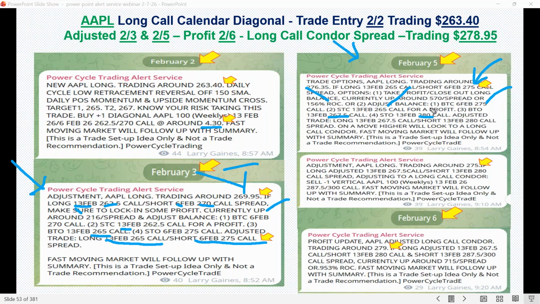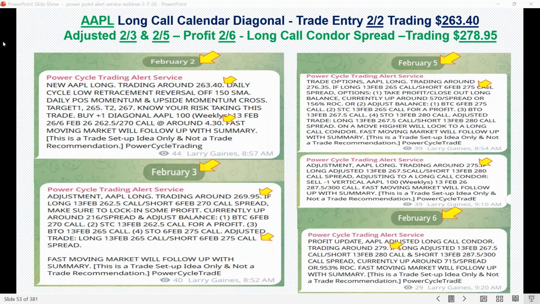And then we did one more adjustment here, same day. We adjusted this into a long call condor, which looks like this. Looks like that. So we did that. It was traded at 275. I sent out an alert to say adjust again. I said to convert to a long call condor by selling the 13th Feb 287.5 300 call credit spread, and then that gave us the long call condor, and for a reduced profit of about 75 bucks.